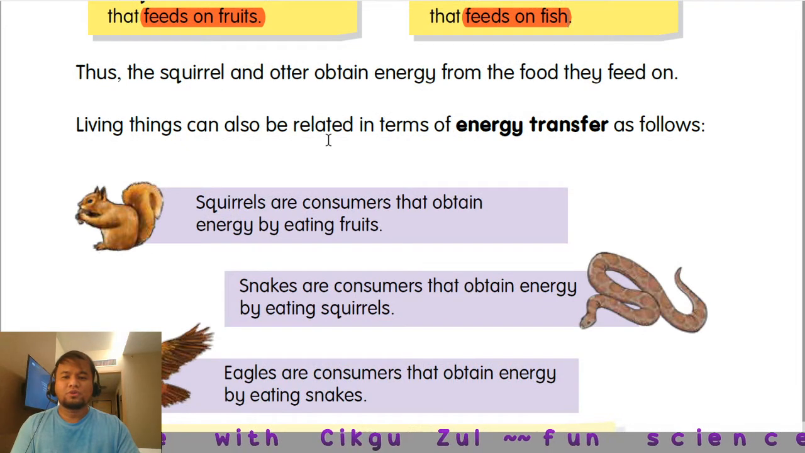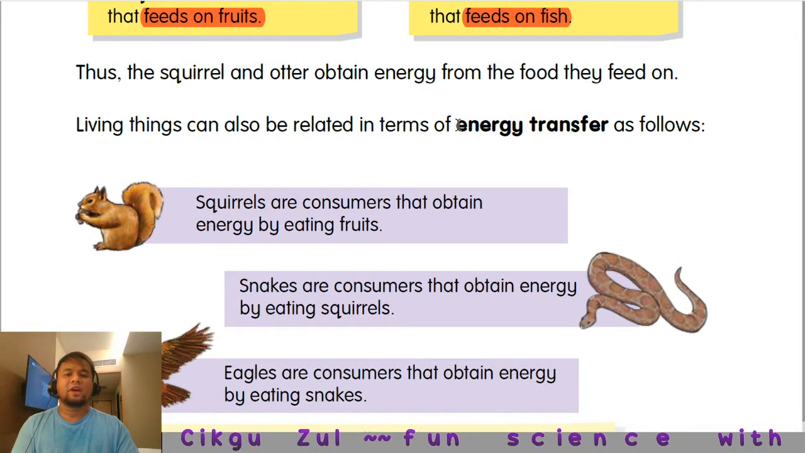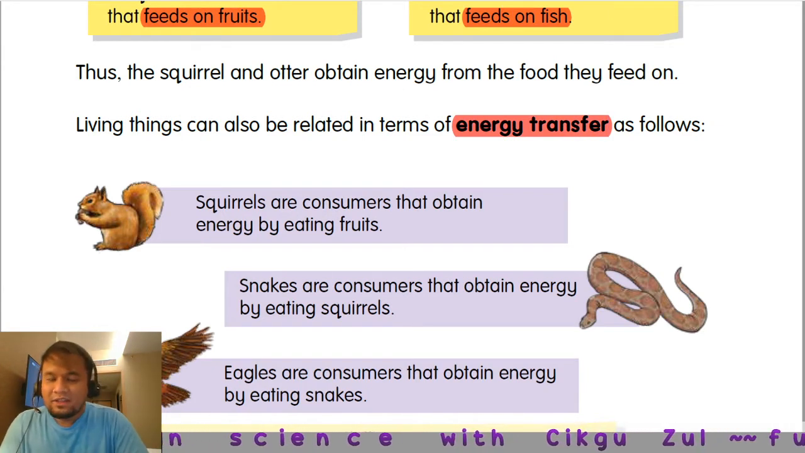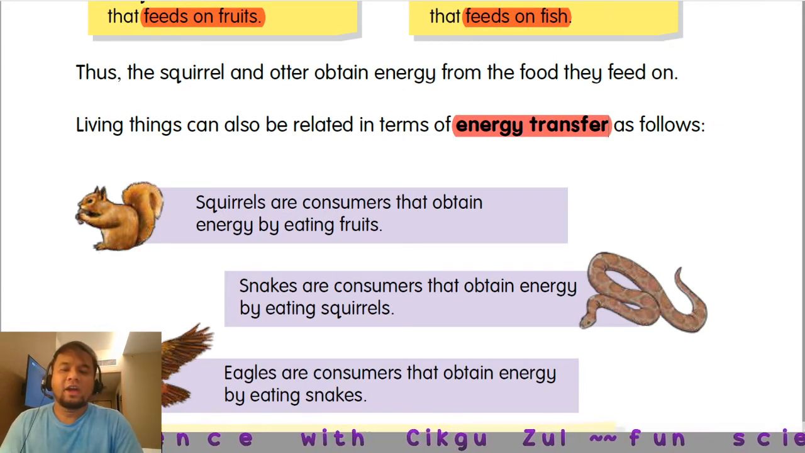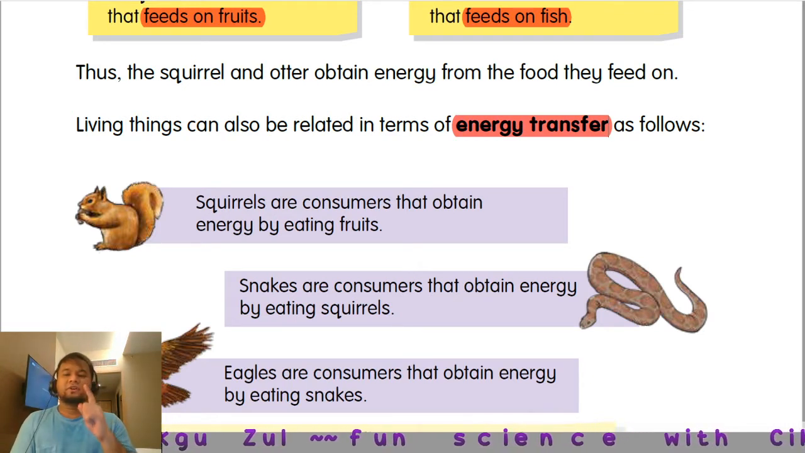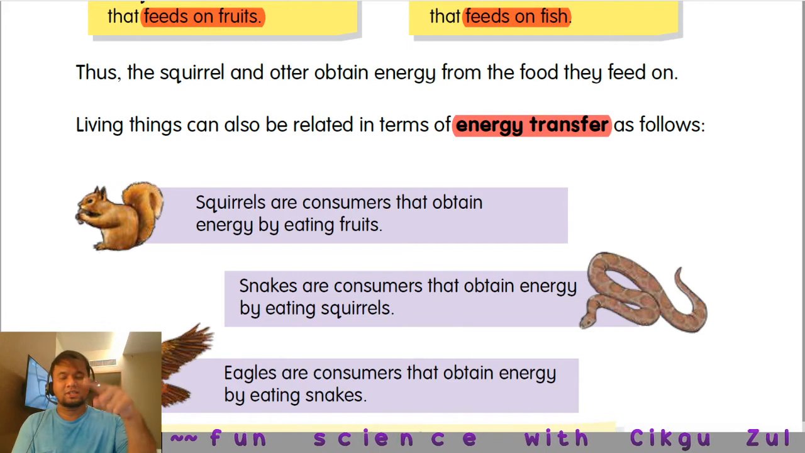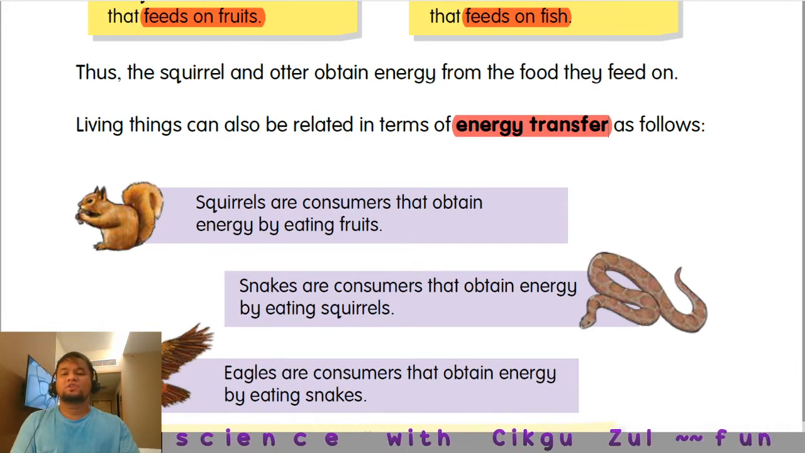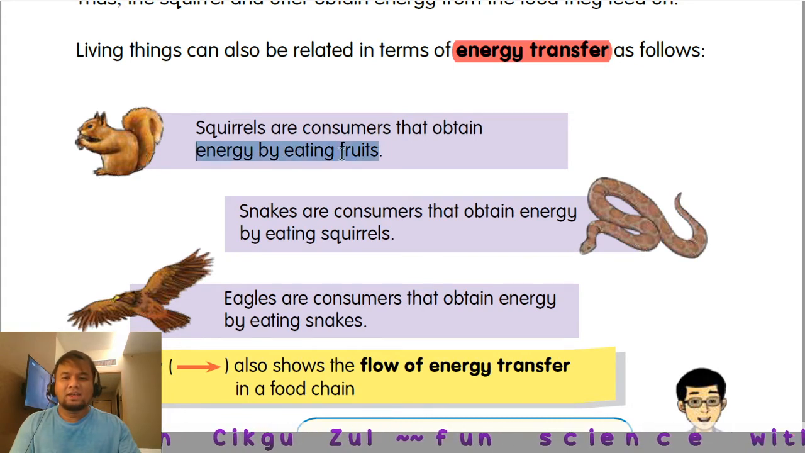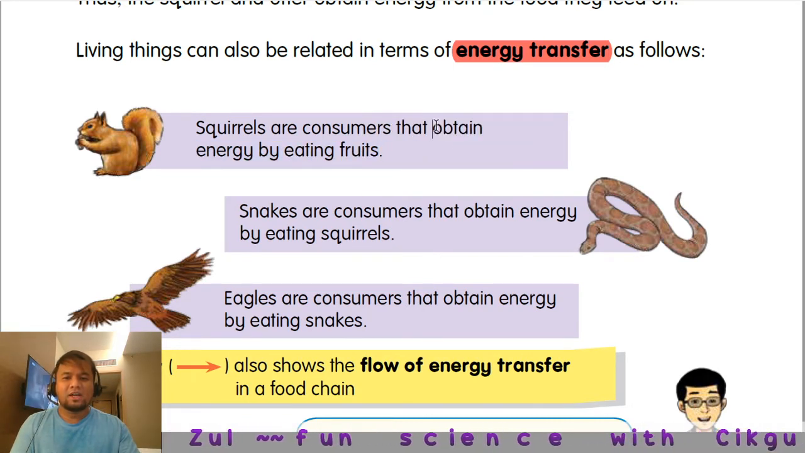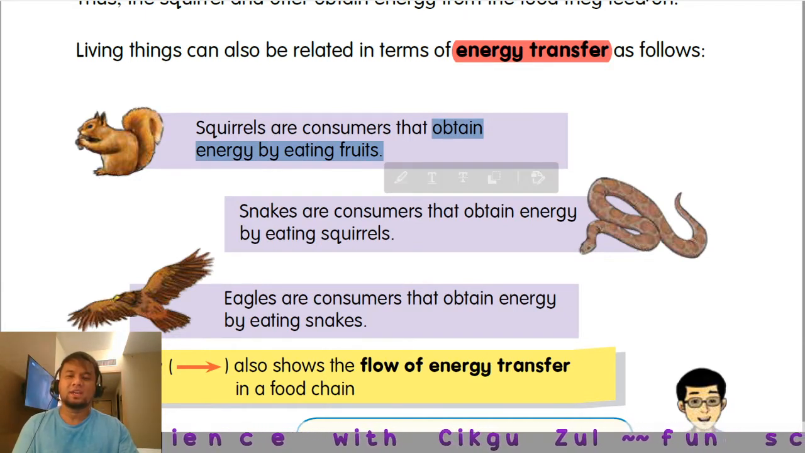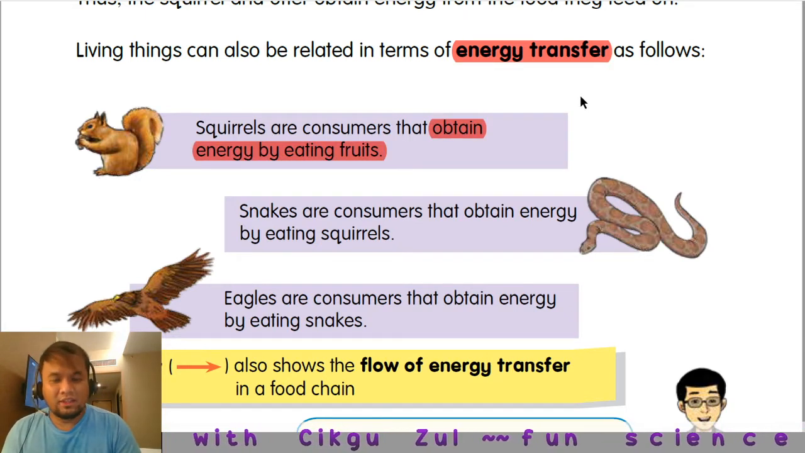Living things can also be related in terms of energy transfer. Okay, sekarang kita nak masuk kepada perpindahan tenaga, transfer of energy. Okay, sebab apa dia kata ada transfer of energy? Okay, first the squirrel eats the fruits, isn't it? So the squirrel gets their energy by eating. Dia pakai obtain. Obtain to get lah. Obtain the energy by eating fruits.